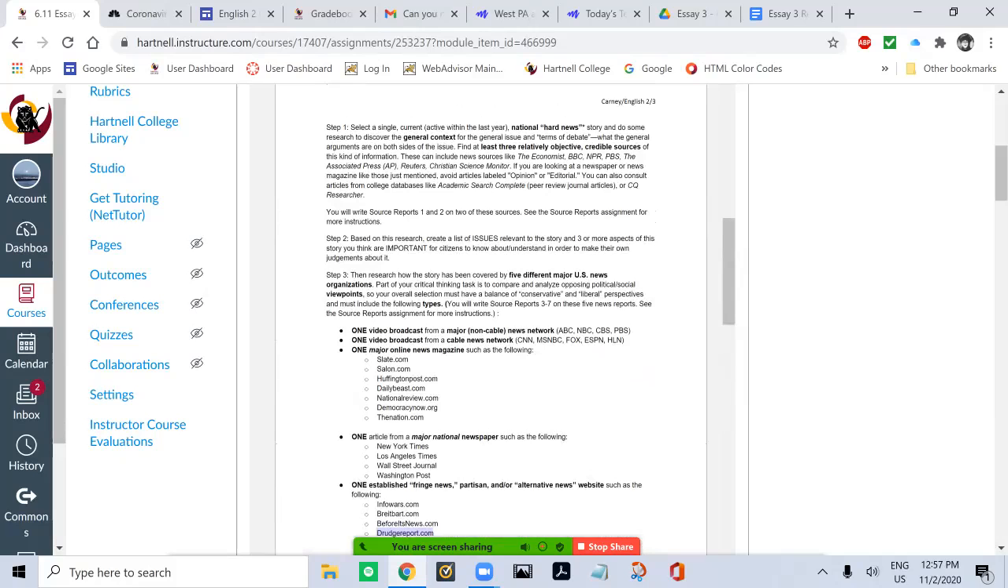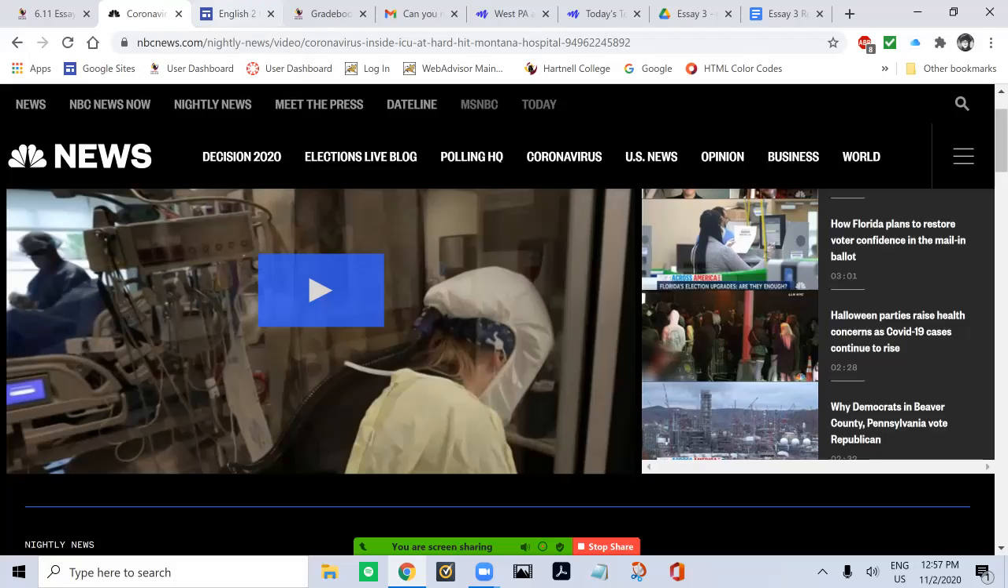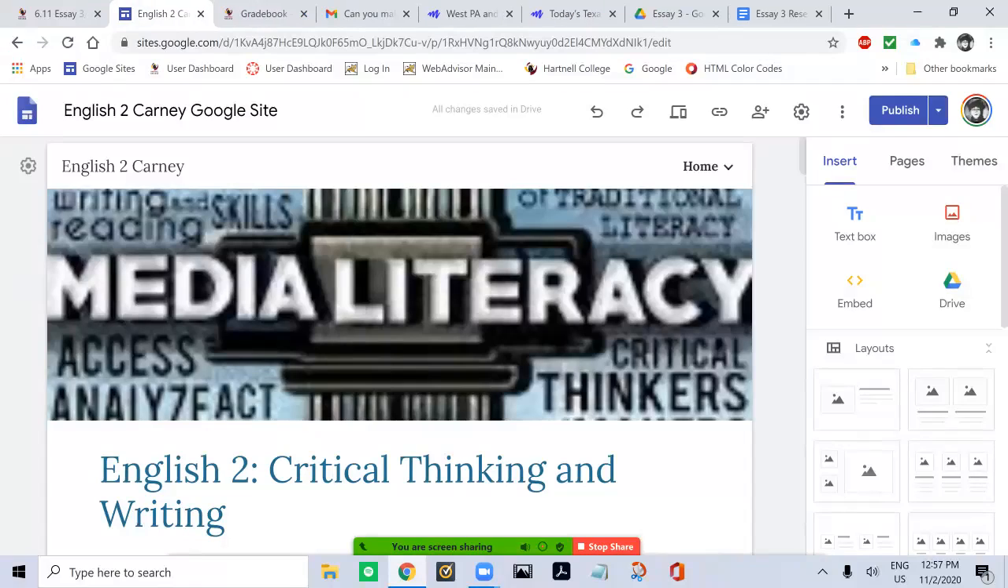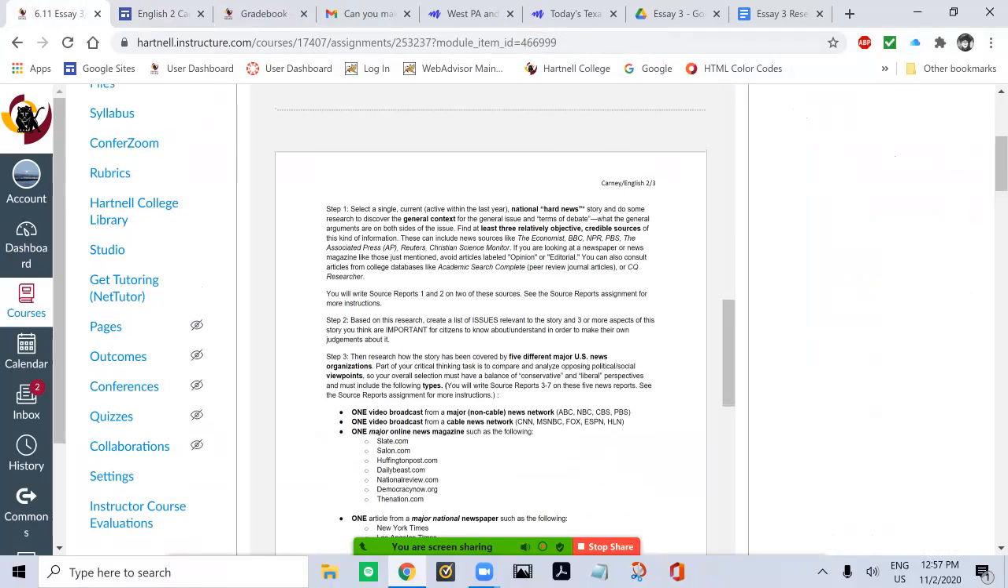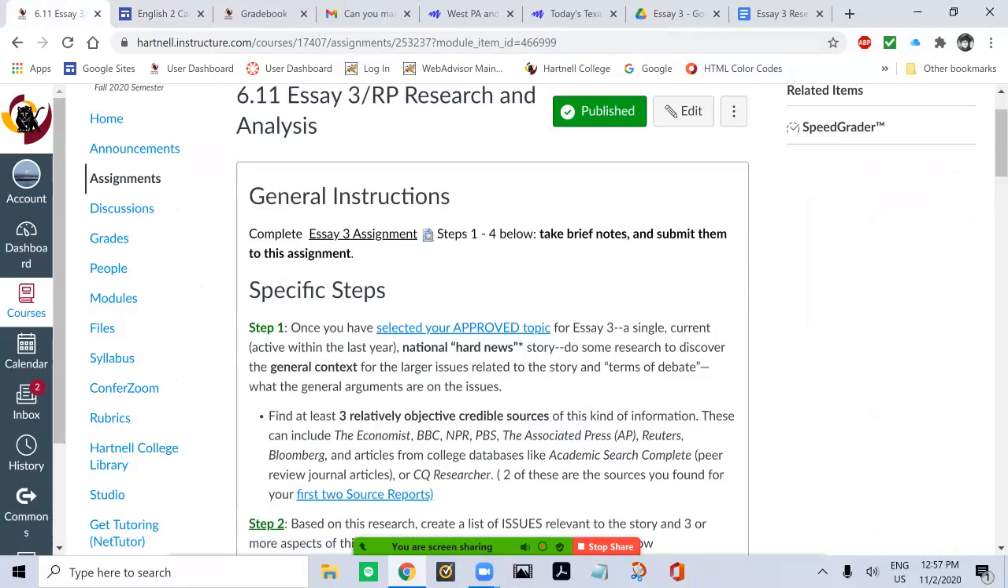Okay, so you'll end up with 5, one from each of these categories after you're done with your research. And you can just type in your topic to Google and type in the name of an organization if you don't find the stuff that you want from just typing in the topic that you're researching. Okay, let me close that.